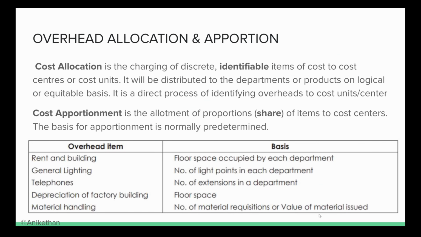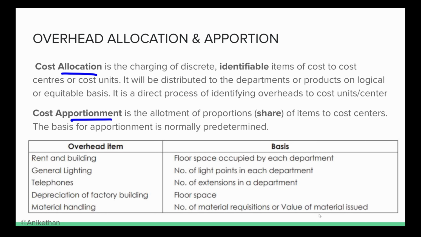So now let's understand what is overhead allocation and apportionment. Allocation is charging it to one cost center or cost unit directly without any apportionment. That means the overhead cost is a complete benefit going to one product. Such a relationship is direct and it is called allocation. Apportionment is allotment of a proportion or a share of that cost to different cost centers or cost products.